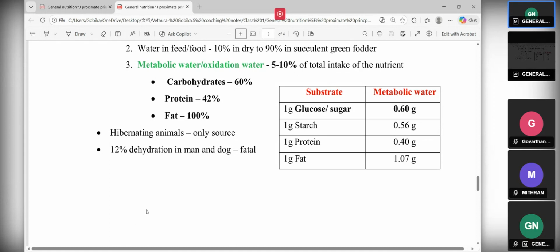Then another statement they rarely ask is that in humans and dogs, 12% dehydration will lead to a fatal condition.